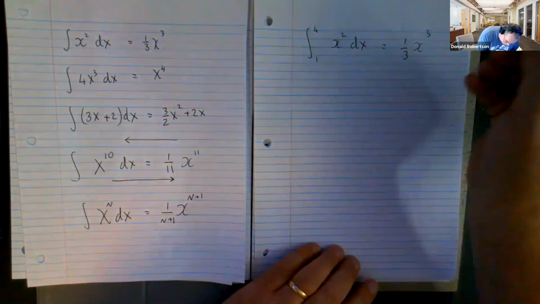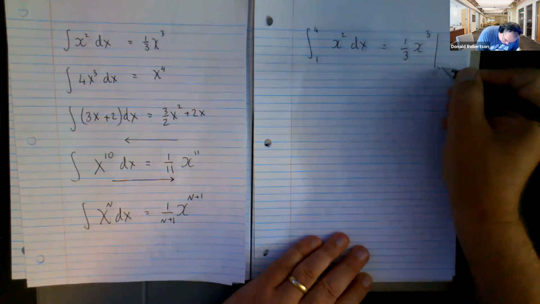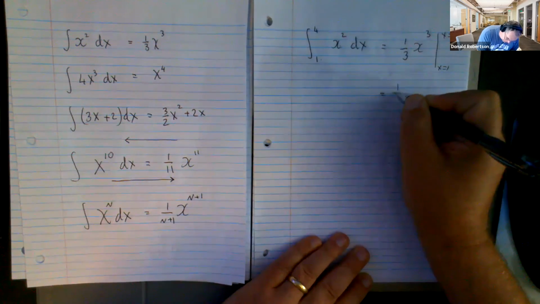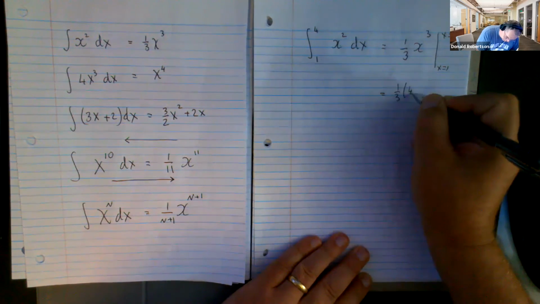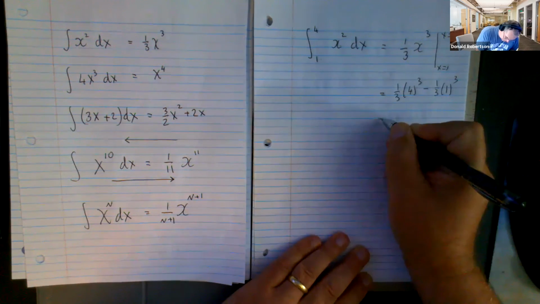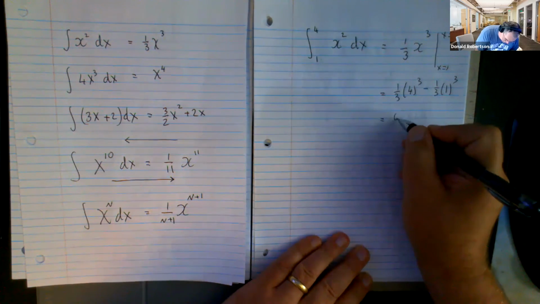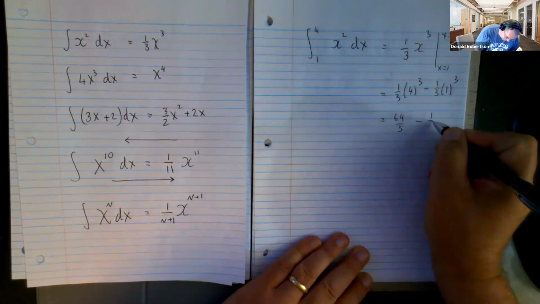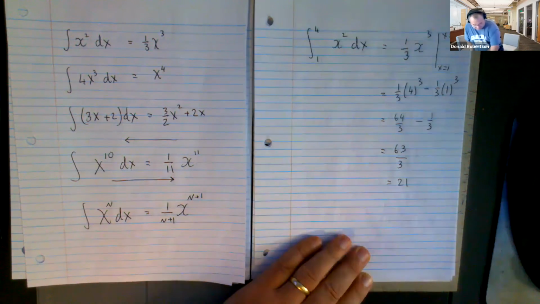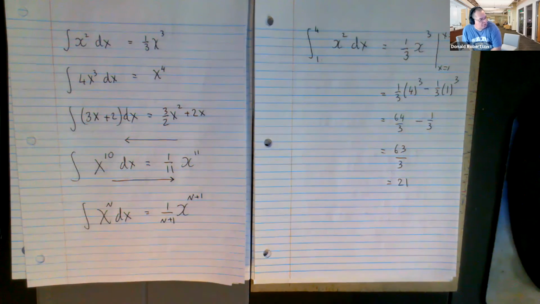And the notation is a bit clunky, but you do a vertical line and you say, evaluate this expression from 1 to 4. So when you put in the top number, you get 4 cubed. If you put in the bottom number, you get 1 cubed. And that's 4, so that's 64 thirds. Take away 1/3, that's 63 thirds, and therefore you get 21. That is essentially how you get the exact area under a curve.